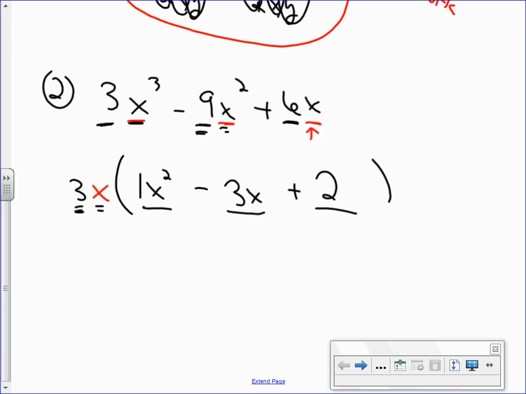Another way of thinking about this is backwards distributive property. The answer that you get looks like a distributive property question, and you can check your answer by doing distributive property, whether you write it on paper or you just think it in your head. 3x times x squared is 3x cubed. 3x times 3x, 9x squared, and 3x times 2, 6x. And just make sure that you watch your signs. Remember, if it was a minus, it stays a minus. If it was a plus, it stays a plus.